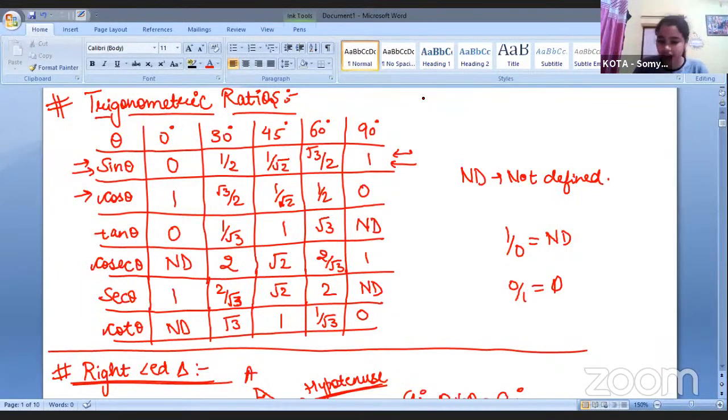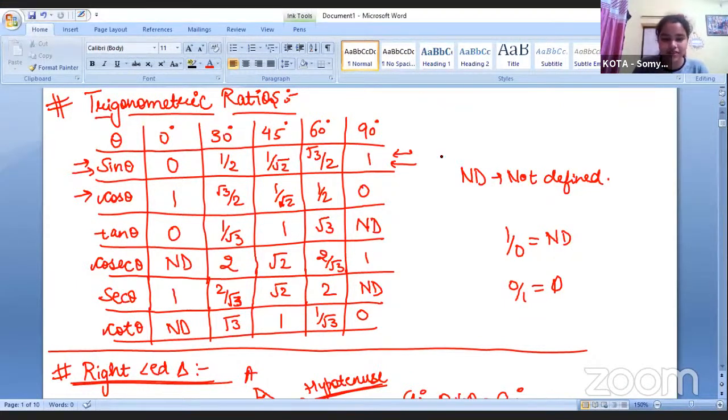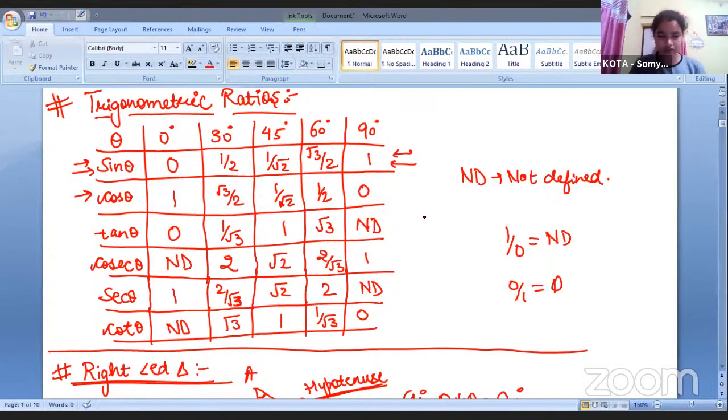I'll give you 2 minutes more, and till that time, let me quickly make Anusha aware of all what we were doing. So Anusha, you can just reply in the chat box if you are understanding or not. So trigonometric ratios, we first of all saw this. This table is very easy. You can just take screenshots of these windows, okay?